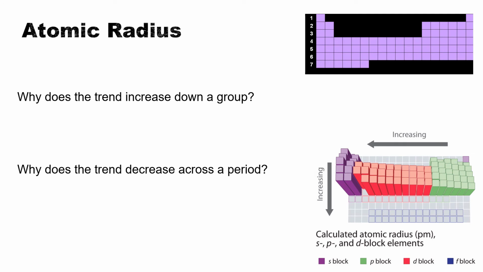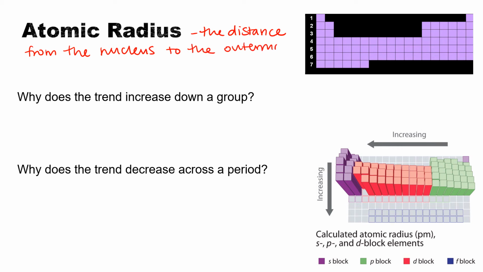So atomic radius is going to be the distance from the nucleus of an atom to the outermost shell, or to the valence electrons. And this overall trend is going to look like this in the periodic table. We are going to end up increasing as we go down a group and decreasing as we go across a period. And what we're going to be talking about is why do we see those trends that we do.